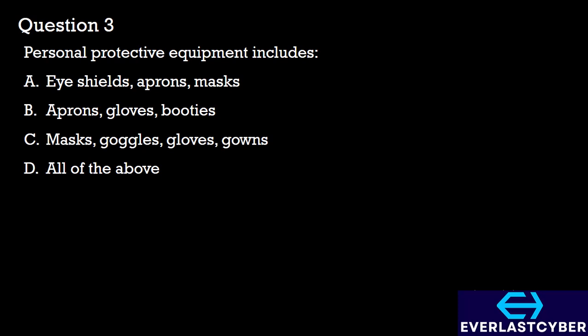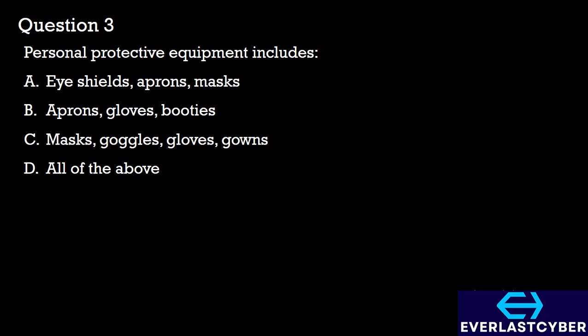Question 3. Personal protective equipment includes A. Eye shields, aprons, masks. B. Aprons, gloves, booties. C. Masks, gloves, goggles, gowns. D. All of the above.